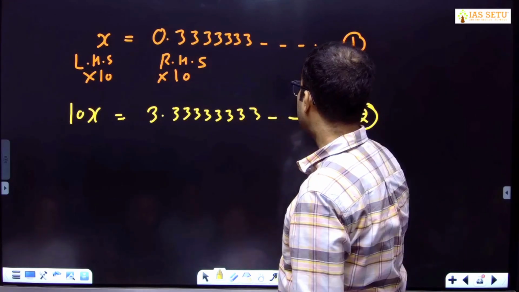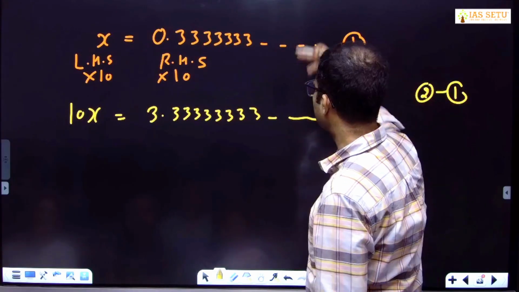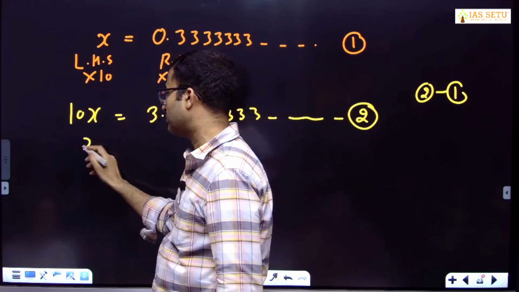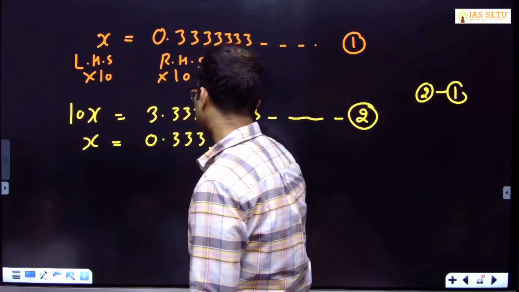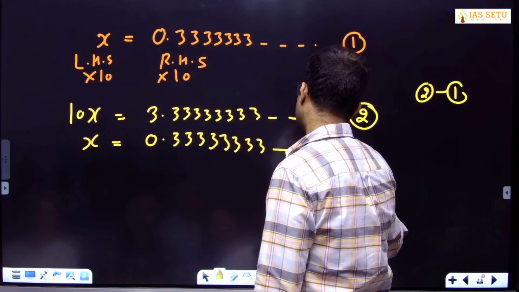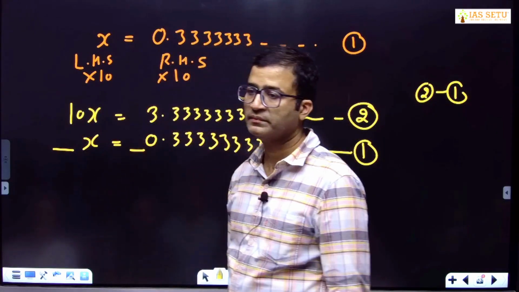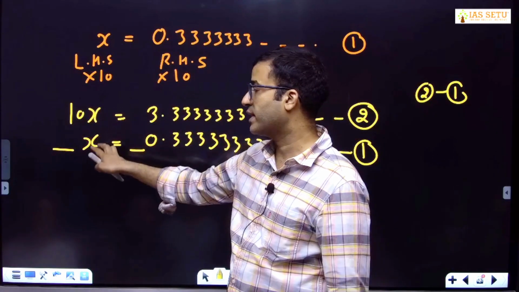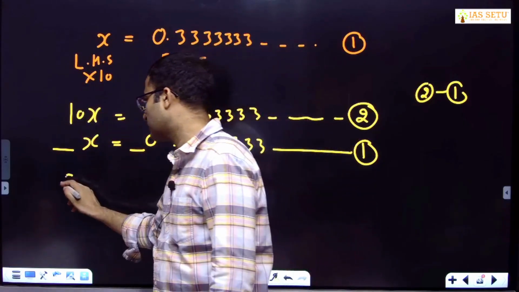Now equation number 2 minus equation number 1. अब 2 में से 1 घटाएंगे, I write equation number 1 here, x equals 0.333333, so this is equation number 1. I subtract. Tell me on left hand side what you got, 10x minus 1x. What is 10x minus 1x? 9x.